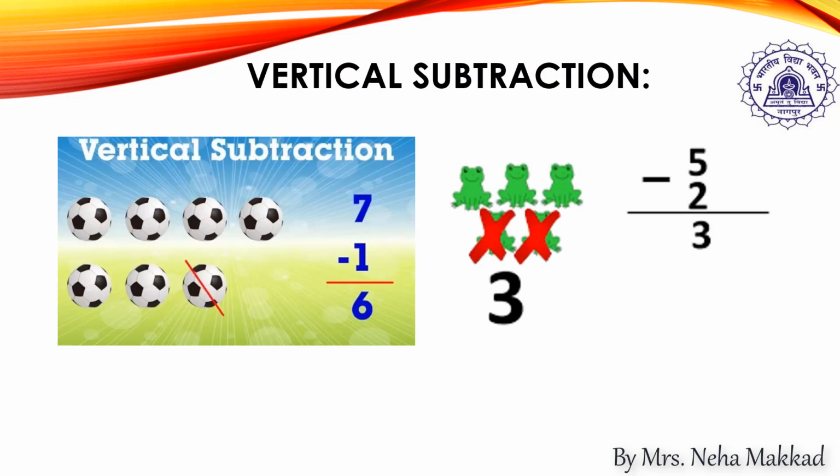Now vertical subtraction. It is another method of carrying out subtraction. So here children, the numbers are written one below each other in column form according to the place value. First the ones place and then the tens place. So here we are only considering one digit subtraction, that is ones place.